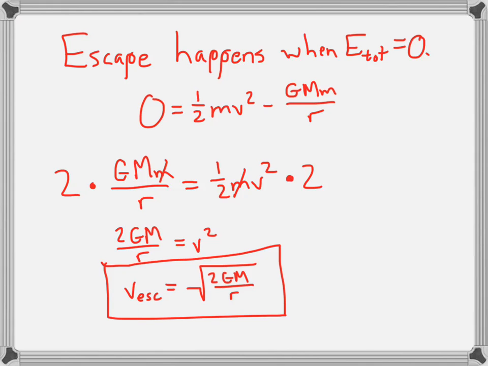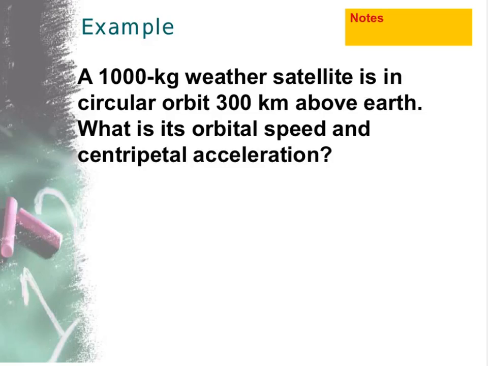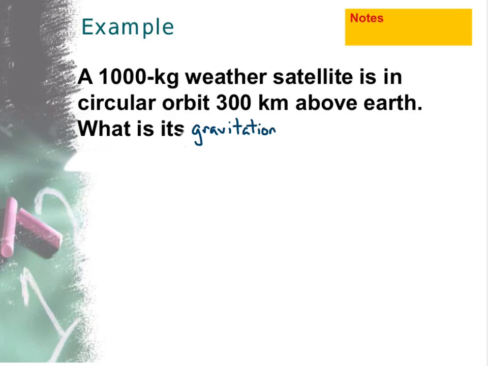Now you know. Let me give you an example problem, and I want to erase that because I thought I was going to teach something and decided to teach about gravitational potential energy instead. So we have a 1,000 kilogram weather satellite in circular orbit, 300 kilometers above Earth, and we're going to calculate its gravitational potential energy. So let's do that.